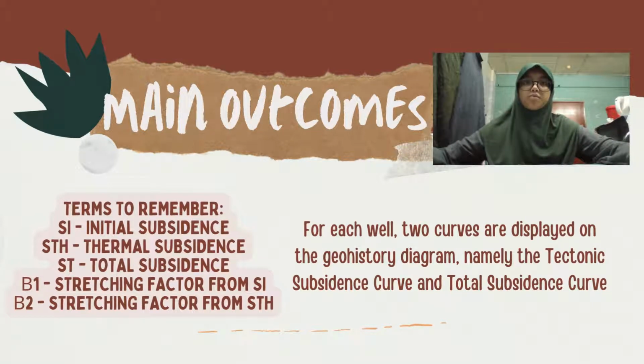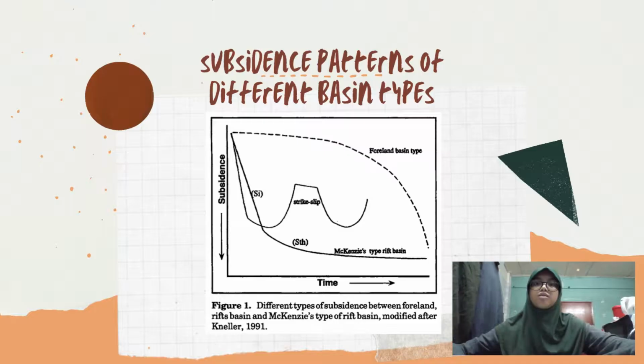So there are terms to remember in the graph: SI, initial subsidence; STH, thermal subsidence or lead subsidence; ST, total subsidence; beta 1, the stretching factor from the initial subsidence; and beta 2, the stretching factor from the thermal subsidence. So before looking into the results of the 9 wells, we first must identify the subsidence pattern for different basin types. So there are 3.